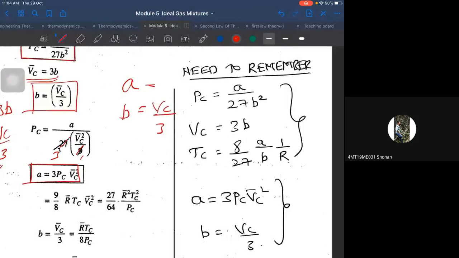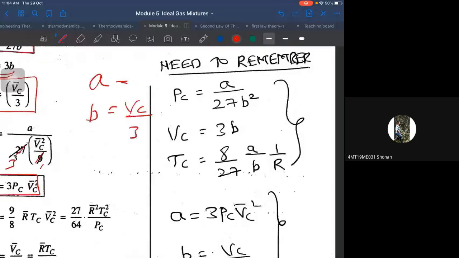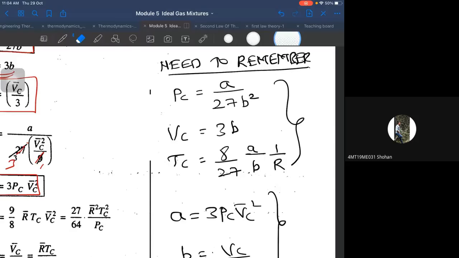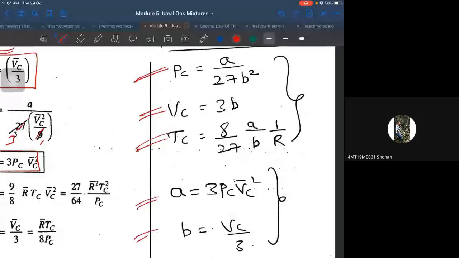Number 1 is the expression for the critical pressure. Number 2 is the expression for the critical volume. Number 3 is the expression for the critical temperature, then the expression of A, and the expression of B. So all these things you have to remember.